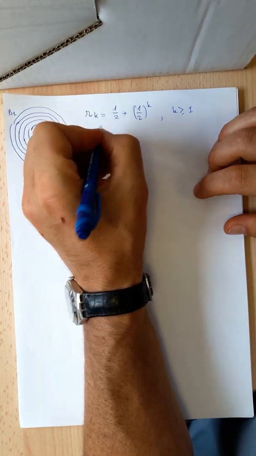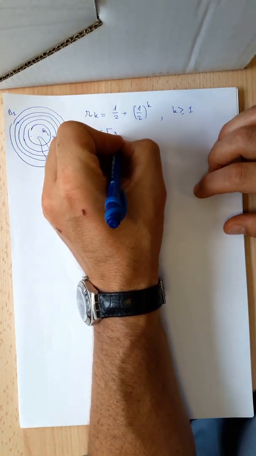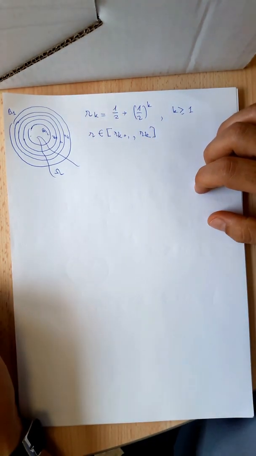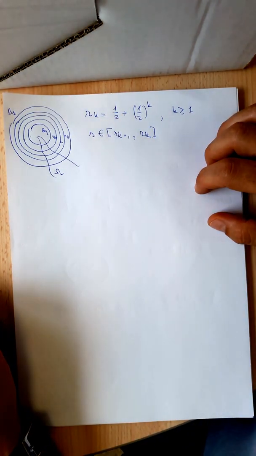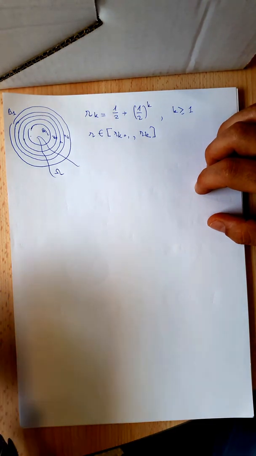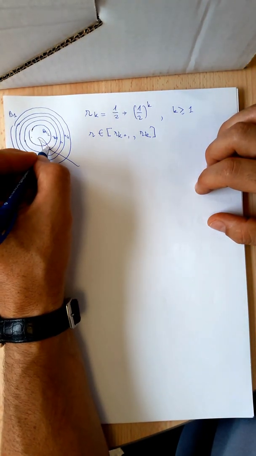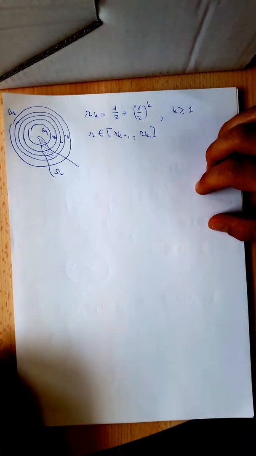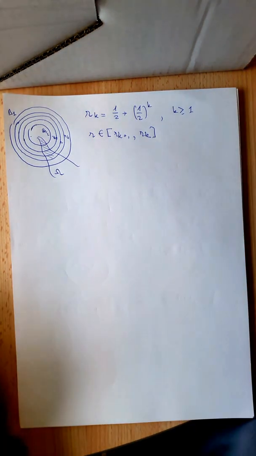And r is just some fixed radius that we choose between r_{k+1} and r_k. And what we're going to do is to try to get a recurrence relation on the volume of omega contained inside the ball of radius r_k. So how do we do this?